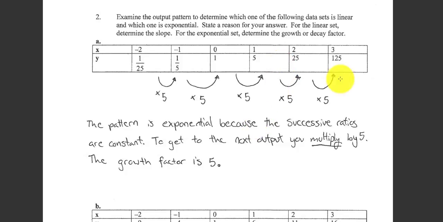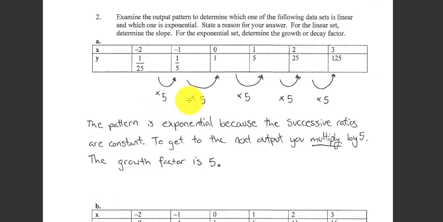If I divide by the same number and get the same answer, for example, 25 divided by 5 is 5. 5 divided by 1 is 5. 1 divided by 1/5 is also 5. Right? So my successive ratios are the same. That indicates we have an exponential function.